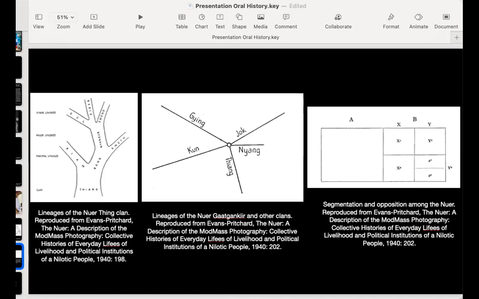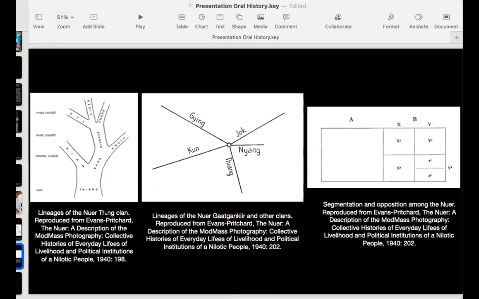how an anthropologist might impose a European model that all of us are familiar with onto another society, which helps him in some ways to understand. So that's the tree model.